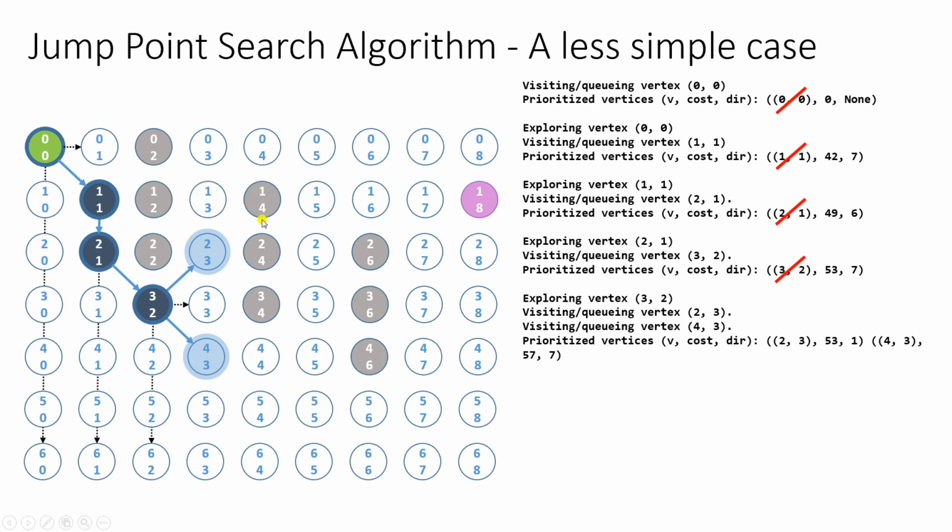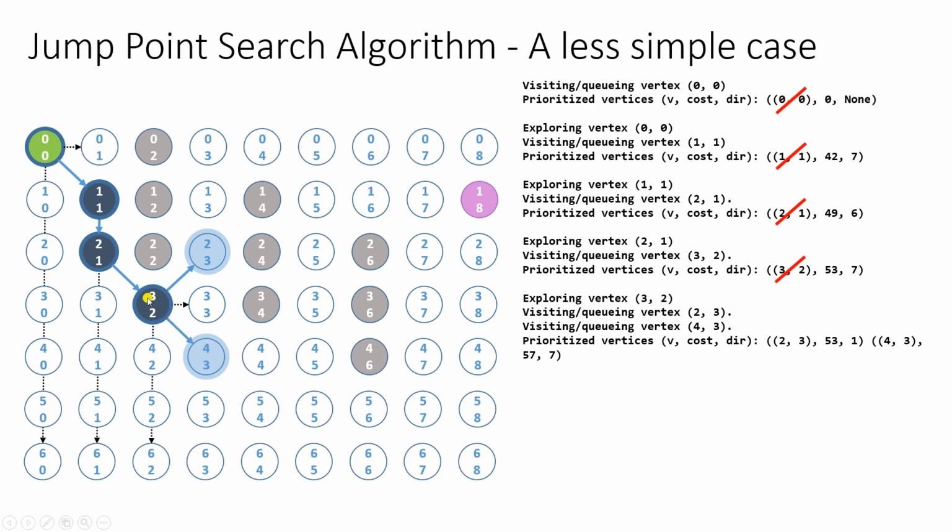And since vertex 1, 3 is next to an obstacle, it's a future jump point. And since it's a future jump point and it's coming from vertex 2, 3, 2, 3 is also our current jump point, and that's why we are marking it 2, 3 and adding it to the priority queue. The next thing to do is recognize why vertex 4, 3 is a jump point.